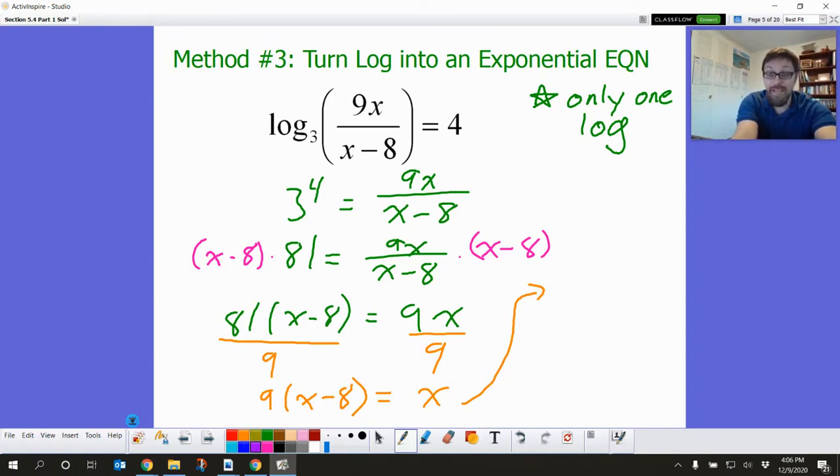So I'm going to distribute the 9 now. Now I don't have to do 81 times 8. I can just do 9 times 8. That's a lot easier. I would have divided by 9 eventually anyway. So 9x minus 72 equals x.